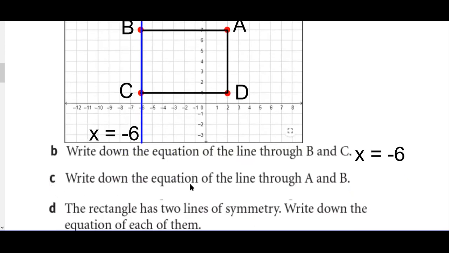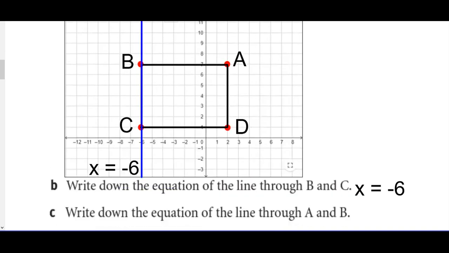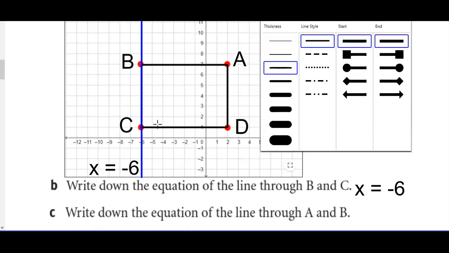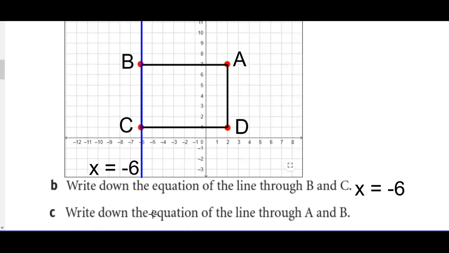Part C: write down the equation of the line through A and B. So you need to draw a line that goes through A and B. Let us draw that line in a different color. Okay, so there we go. So we have A here and we have B there. So we're going to draw a line that goes through points A and B. Then we are supposed to write down the equation of the line that goes through A and B.